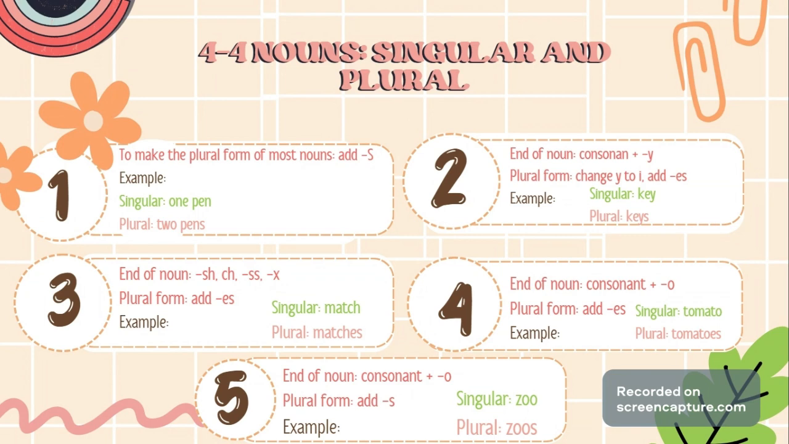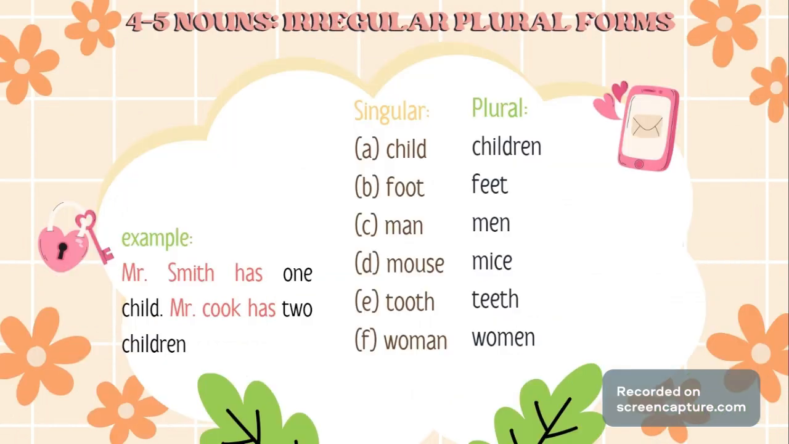And the last, the end of a noun is consonant plus ow. So the plural form is add s. Example, for singular we have zoo, and then plural it will become zoos. Okay. Next, nouns, irregular plural forms.